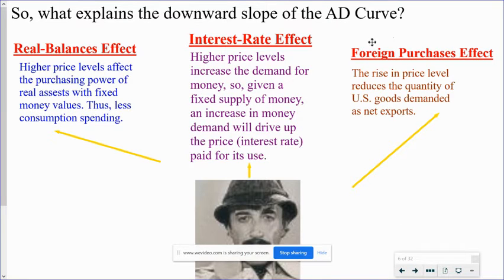And then we need to talk about how you and I buy goods and services both domestically and abroad, and that is known as the foreign purchase effect. If the U.S.